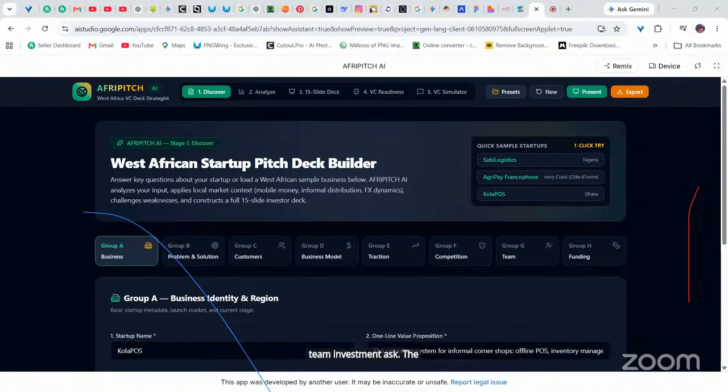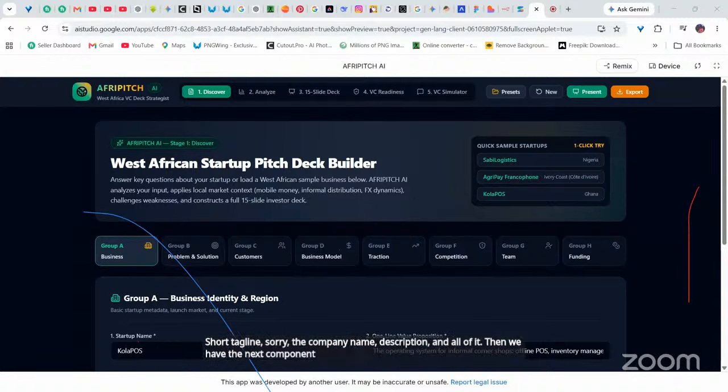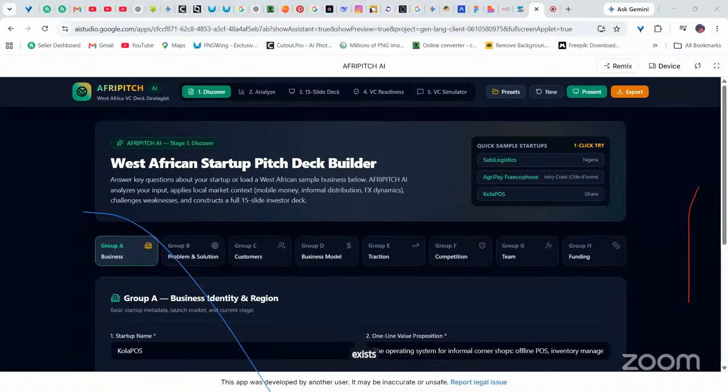The major components of a pitch deck: we have the cover slide, which consists of the logo, the company name, a short tagline, a description, and all of it. Then we have the next component, which is the problem. This is one of the most important slides you need, which explains what problem exists, who experiences it, how frequently it happens, and how expensive and painful it is.